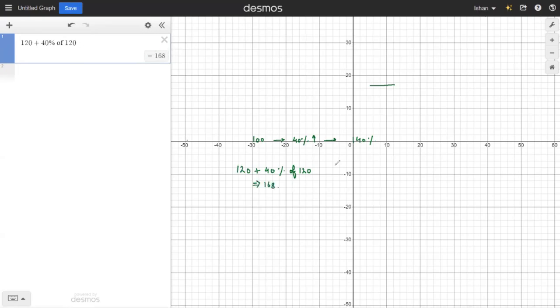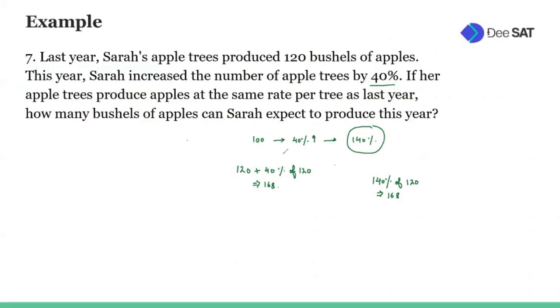Or it can be solved as we know that the total value is 140%. So just write directly 140% of 120. So if I just write that 140% of 120, that is again 168. So you can do it either way, both are correct. So 168 will be the correct answer for this particular question.